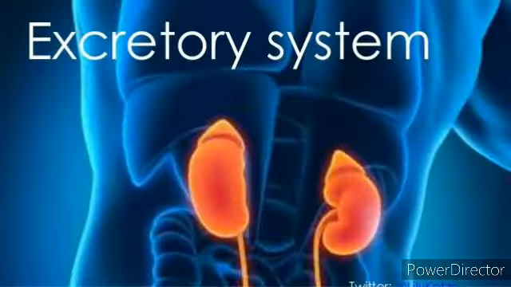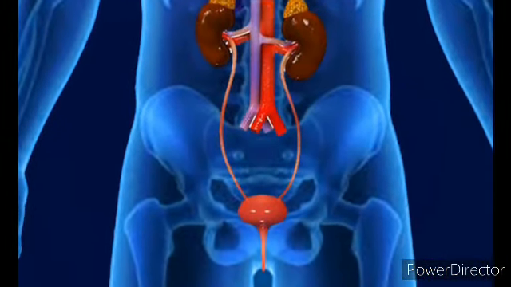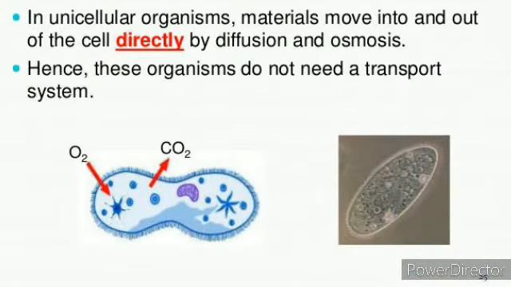Now let's learn about excretion. So first of all, what is excretion? The process of removal of metabolic waste from the body is known as excretion. Let's see excretion in animals. In lower animals such as amoeba, paramecium, hydra, and sponges, there are no special excretory organs. Waste products such as ammonia are excreted by the process of diffusion through the body surface.